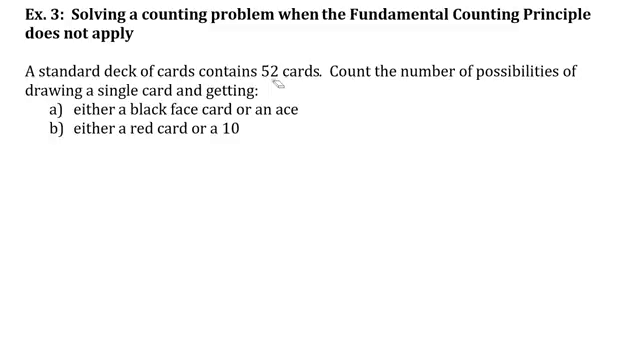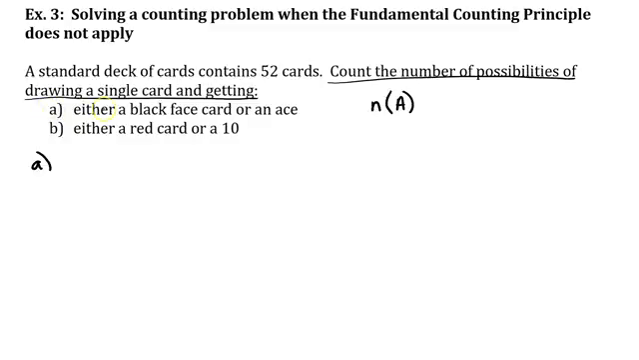So count the number of possibilities of drawing a single card and getting... we're counting the number of possibilities. We're not counting the probability yet, that comes next unit, but we're just counting the number of ways that we can draw this out. So that means we're going to use the notation of n, something like n(A), the number of elements in a set A.